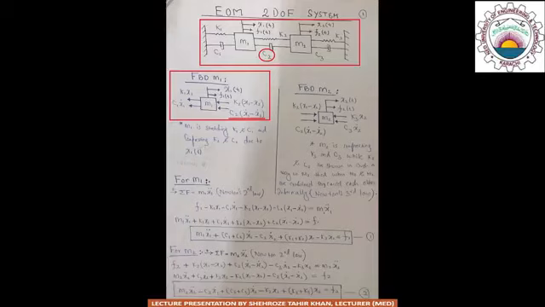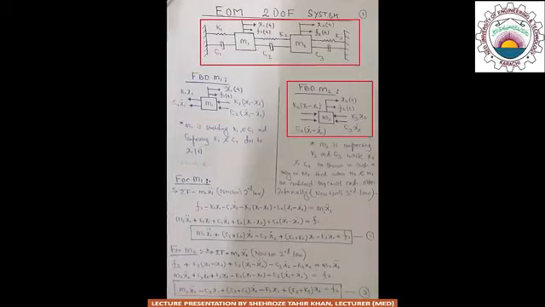For the case of the free body diagram of mass m2, it is clear that one end of the mass, which is on the left hand side, is connected to mass m1 by means of stiffness element k2 and damping element c2, while the other end of the mass m2, which is on the right hand side, is connected to the fixed support by means of the stiffness element k3 and damping element c3.